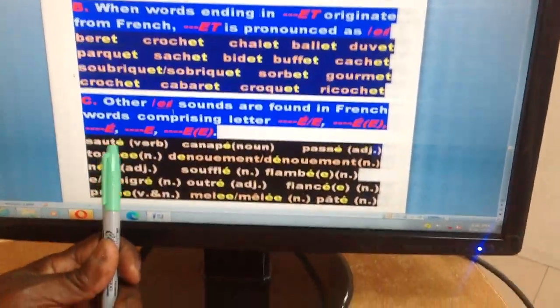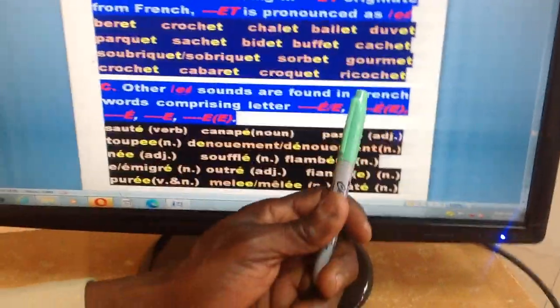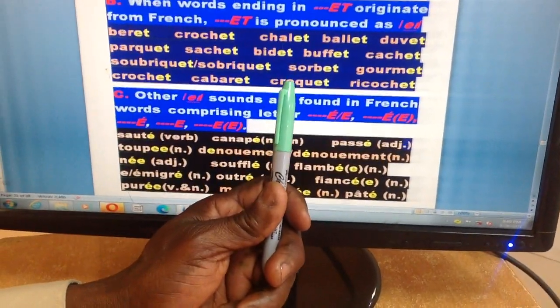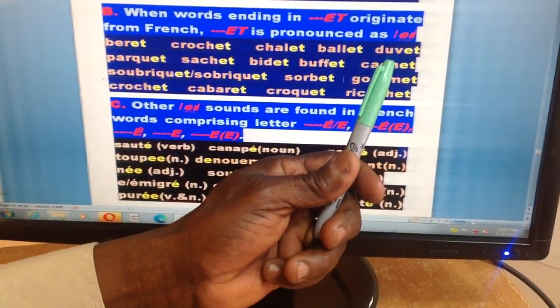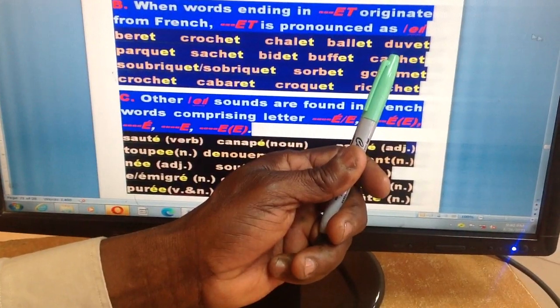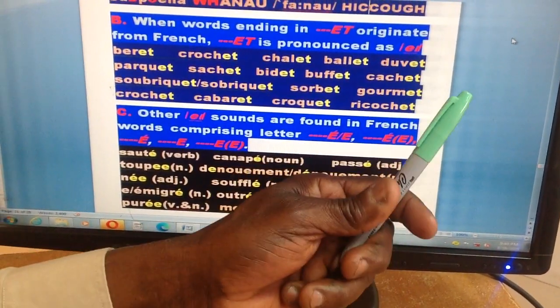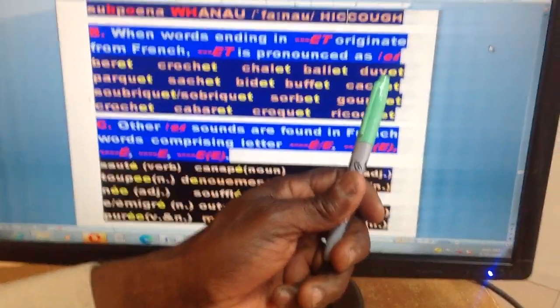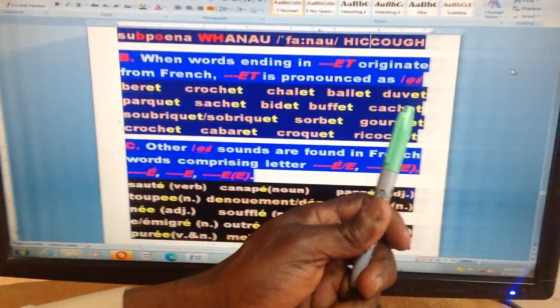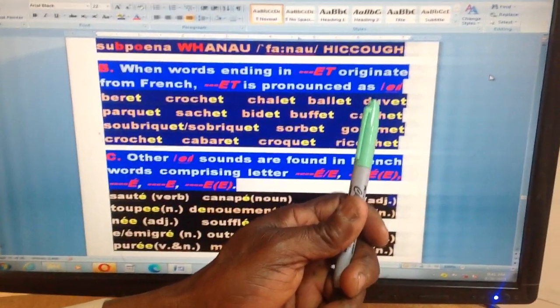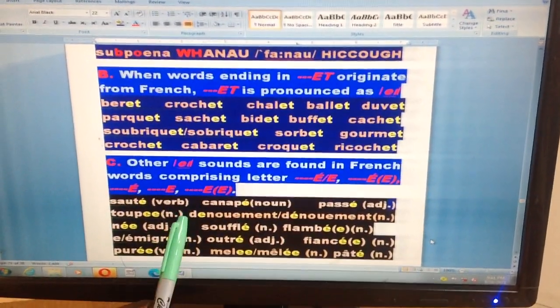So we have sauté, canapé. By the way, let me come back to this one, the piece of furniture there on our bed. It's not duvet, it's duvet. Duvet is for American, duvet is for British, duvet in the United Kingdom. And so we come back to this one.